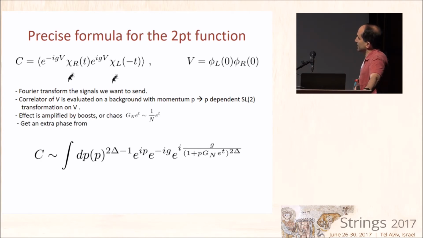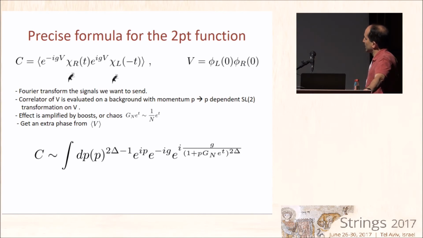Of course, all these effects are amplified by chaos or the exponential deviation of trajectories in AdS2 space. And then we get an extra phase from the expectation value of this V. So the final formula is just the Fourier transform of the signals. So this first factor will be just, without taking anything into account, with setting G to 0, we would just have the two-point correlation function between two sides of the thermofield double.